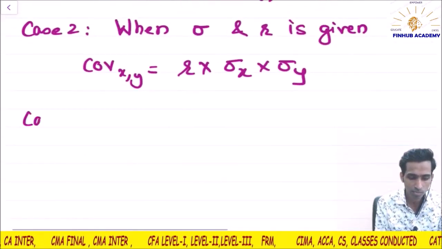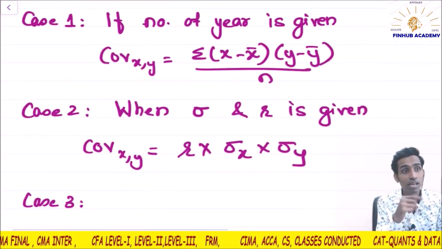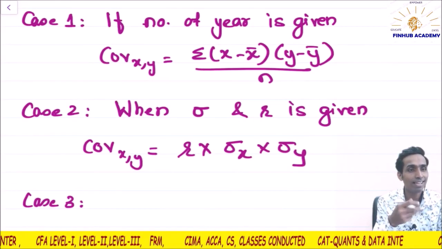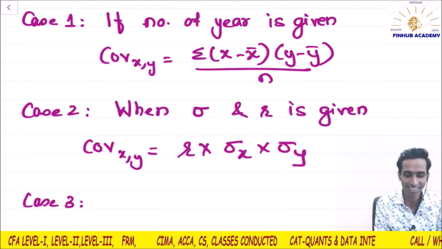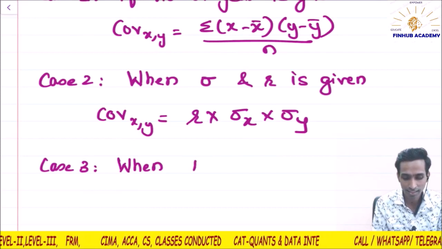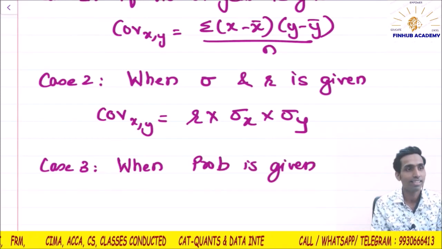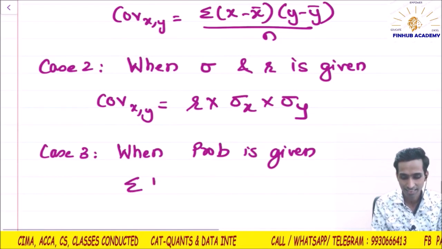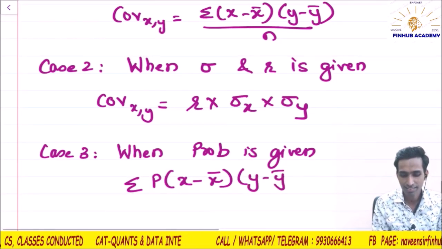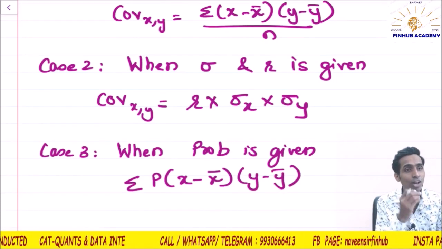Case 3: when probability is given. See, when probability is given, how do you remember the formula? Can anyone have the guts to tell the formula when probability is given, looking at case 1? Yes. That's it. N will not come.